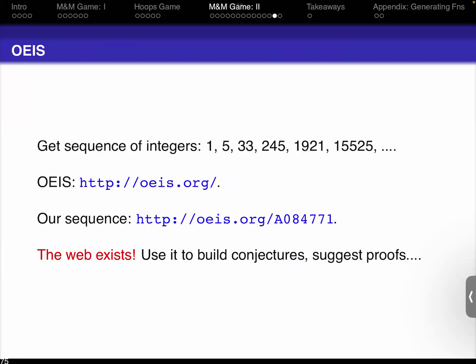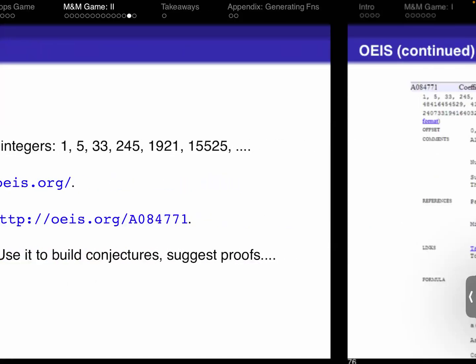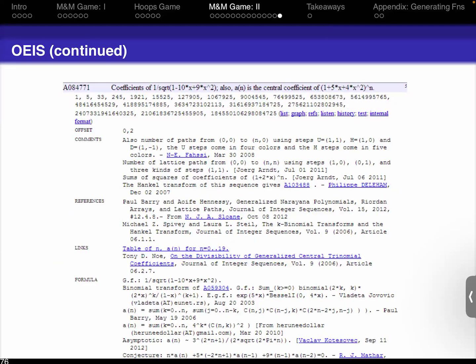And it turns out that this is sequence A084771. And so this is just a start of what it will tell you. It is the coefficients of 1 over the square root of 1 minus 10x plus 9x squared. It's also the central coefficient of 1 plus 5x plus 4x squared to the nth power. But that at least gives me something to work with. And maybe I can try to find ways to figure out what that is. Maybe I can factor things.